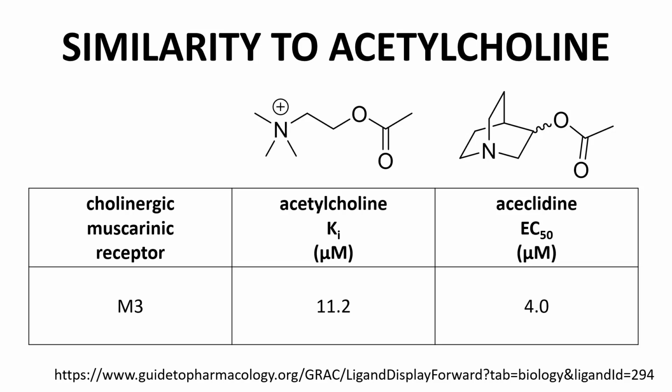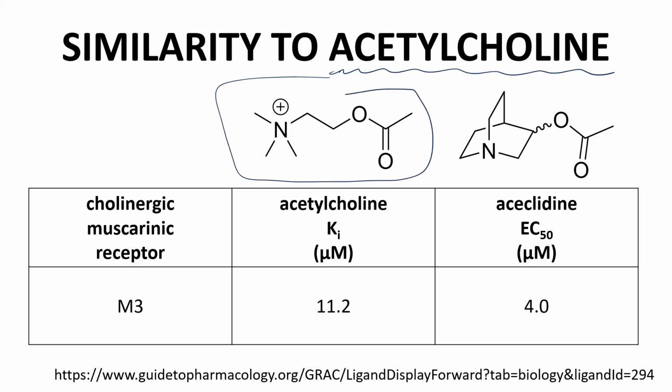The term cholinergic refers to acetylcholine, which is the endogenous ligand for these receptors. The structure of acetylcholine is shown in the middle of the slide. Aceclidine is strikingly similar to acetylcholine. Acetylcholine has an acetoxy group separated from a nitrogen by 1, 2 carbons. Aceclidine also has an acetoxy group separated from a nitrogen by 1, 2 carbons.